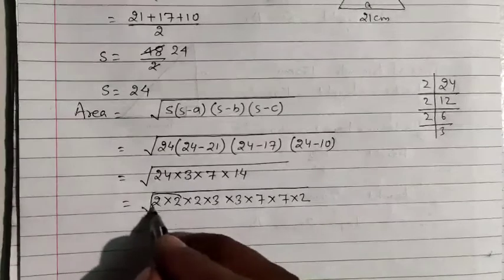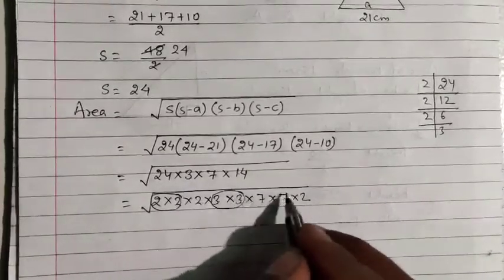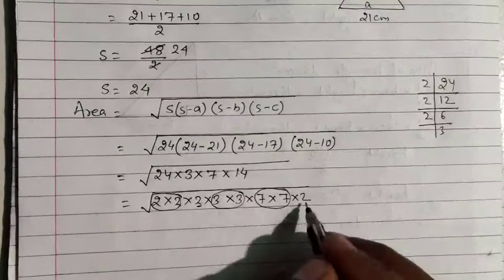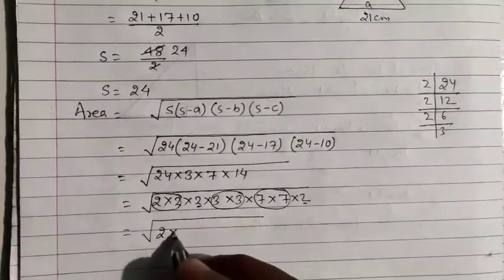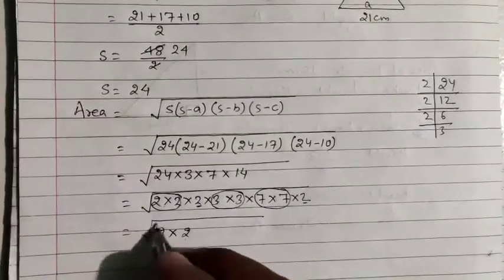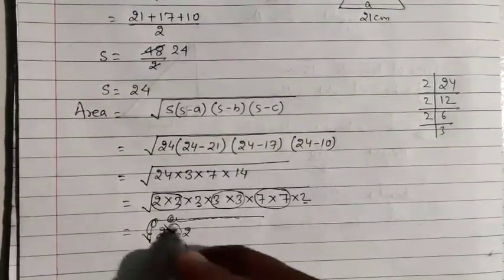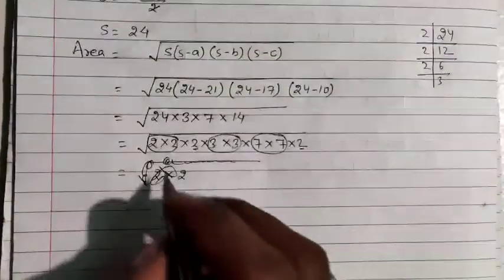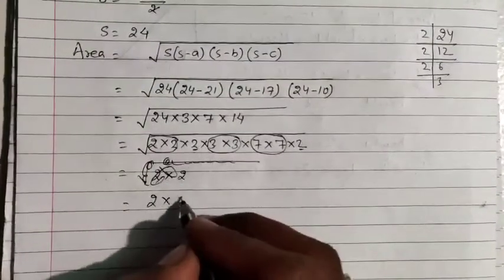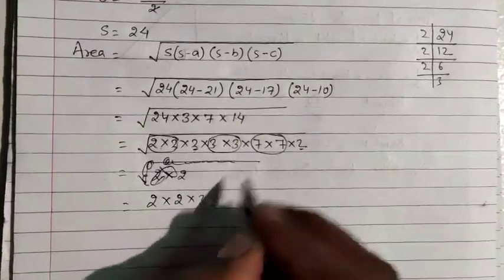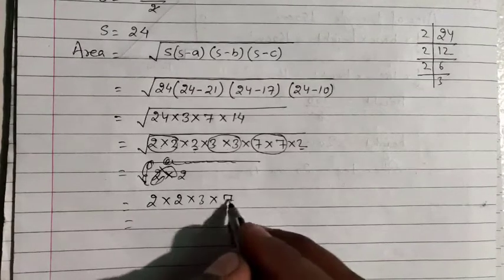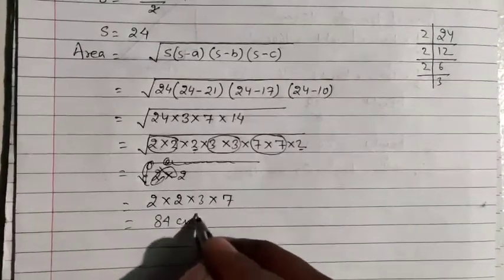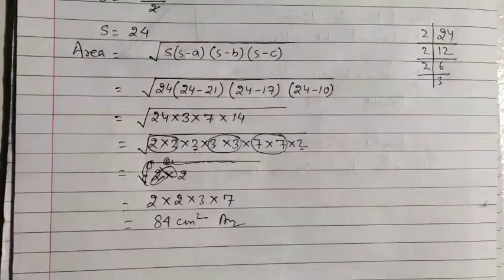Now here we can see one pair is here, this 3 is in pair, this 7 is in pair, and this remaining 2 is also in pair. And for each pair we will take one number. For this pair we will take one 2. For this pair we will take one 2. Now this square root will be removed. Now the square root is removed. For this pair 2, for this pair 2, for this pair 3, and for this pair 7. 2 2s are 4, 4 3s are 12, 12 7s are 84. It is 84 centimeter square. This will be the area of the triangle by using Heron's formula.